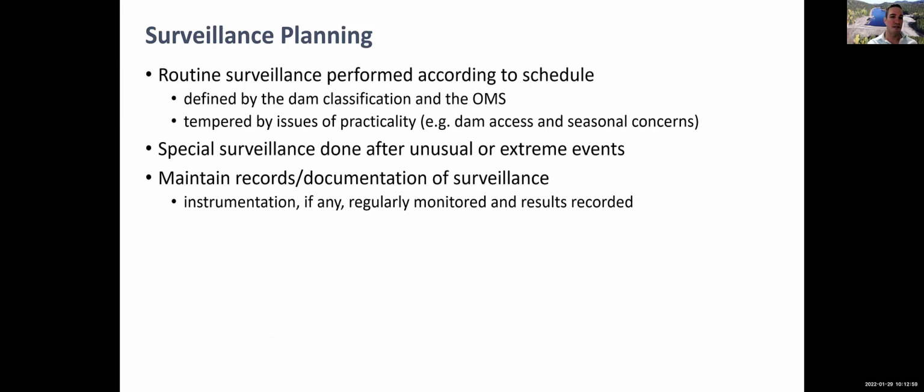Okay, so surveillance planning, we just talked about this. It's defined by the regulation. If you don't have an OMS manual, you're required to do the minimum requirements, or your OMS. Access and other things can dictate what's the best frequency. And also unusual events. If you have a seismic event or a major flood, or maybe it's freshet, which is typical annual conditions, but they may still deviate from the norm in your particular year.